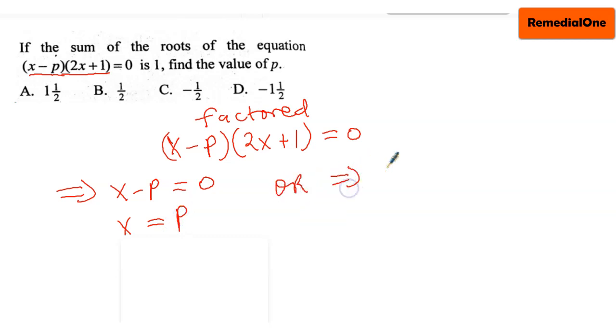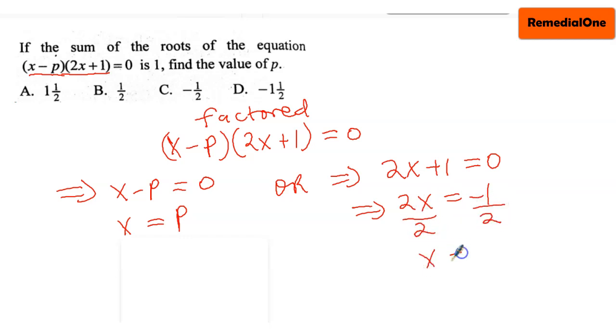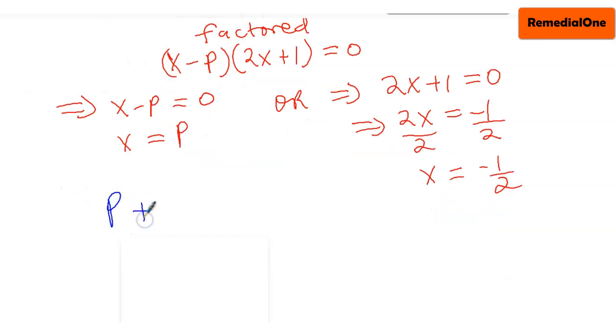Or 2x plus 1 is equal to 0. So we will take the 1 to the other side, we get negative 1, and we divide both sides by 2. And here x is equal to negative half. So these are the solutions, and they are saying that when they add up, you have to get 1. So let's go ahead and do that, and then we are able to find our p. So that means p plus negative half must be equal to 1.